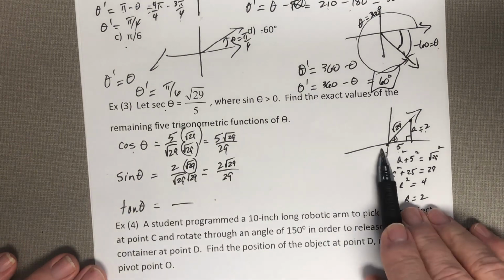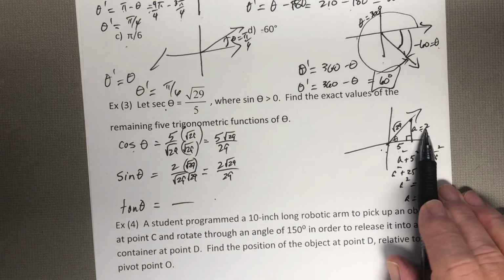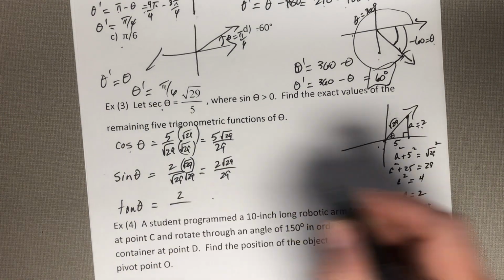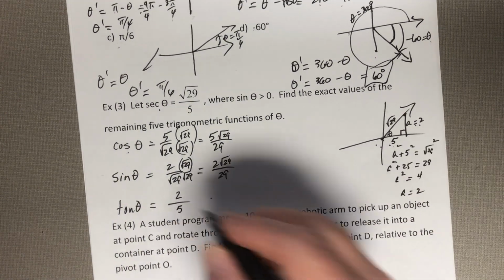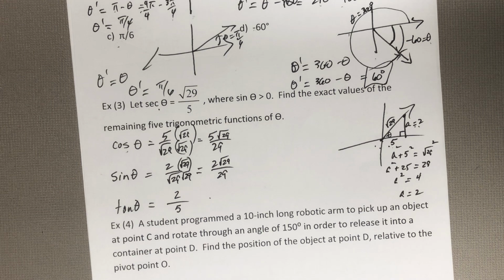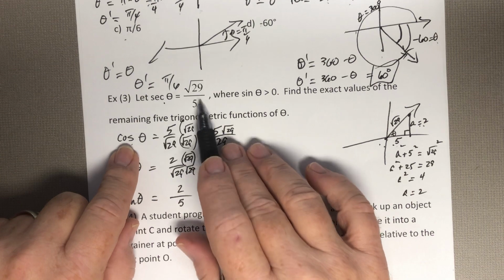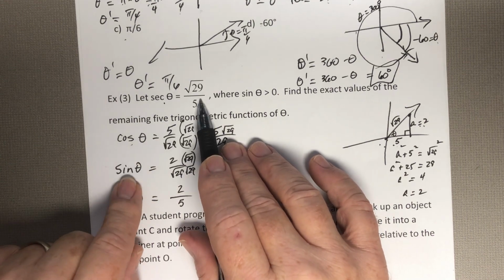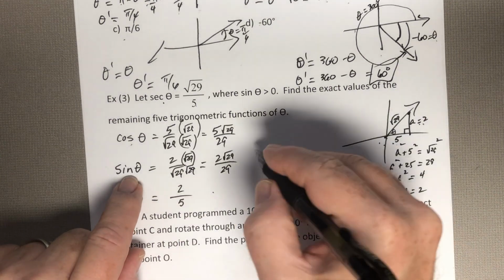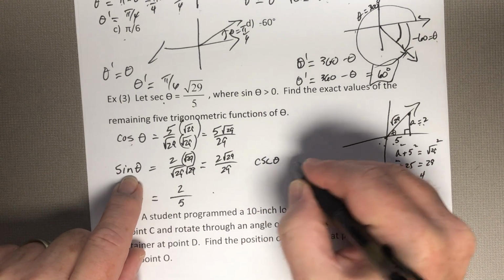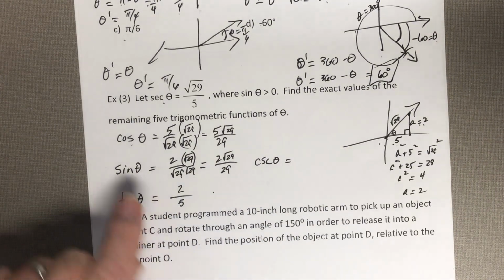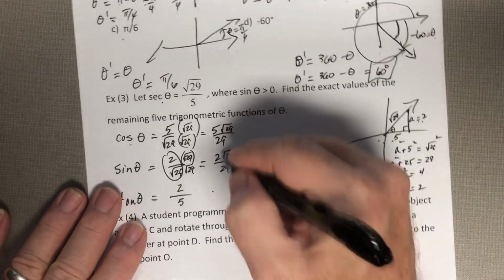Well, the tangent is the opposite leg length 2 divided by the adjacent leg length 5. And now once I get those 3 basic trigonometric functions, the reciprocal functions are just reciprocals. I don't need the reciprocal of the cosine because that's sitting up here. I do need the reciprocal of the sine. The reciprocal of the sine is the cosecant of theta, and I can reciprocate either this value or that one.